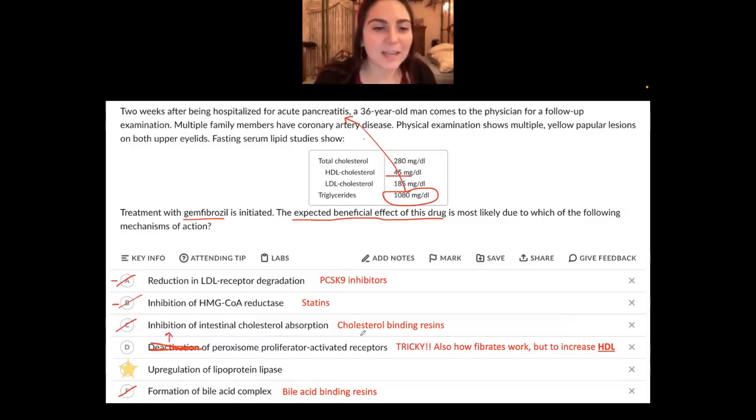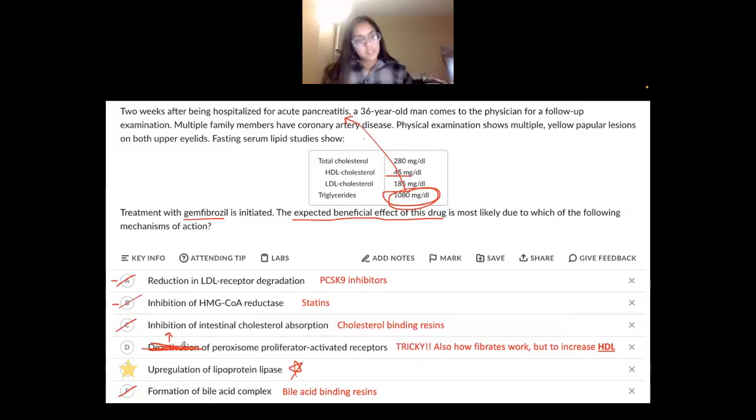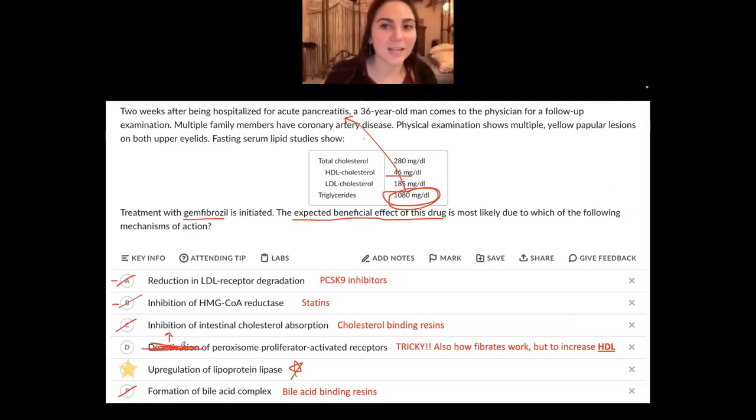So I would say even if this said activation, upregulation of your PPAR receptors, which is what fibrates also do, the expected benefit would be to decrease triglycerides rather than increase HDL. So you would still end up picking upregulate LPL. Does that make sense? And I have seen them do this before. That's why I didn't even read this, because I got excited. I'm like, oh, they've done this. They'll do this because both of these mechanisms are true, but which one would cause the most benefit to this patient? And you're like, ah, it's so tricky. So that would be an example.